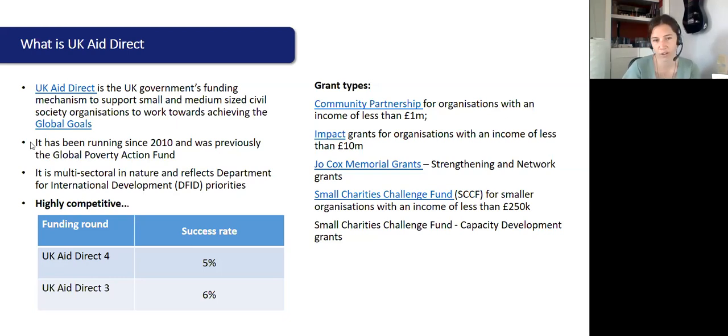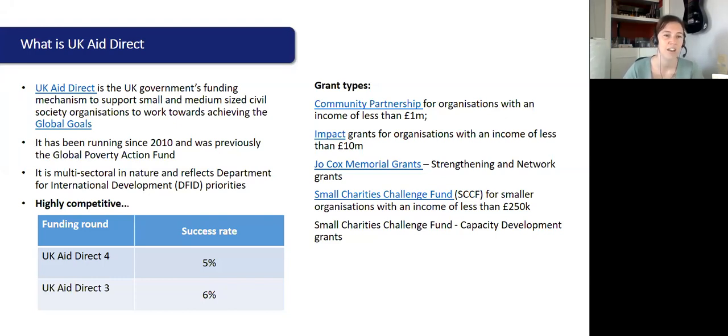It's been going for a long time, as you can see here on the slide, and it is multi-sectoral in nature. So we have organisations working in a variety of different sectors, from education to nutrition, to focusing on disability inclusion, and lots of different types of projects across lots of different countries as well. It is a highly competitive fund.